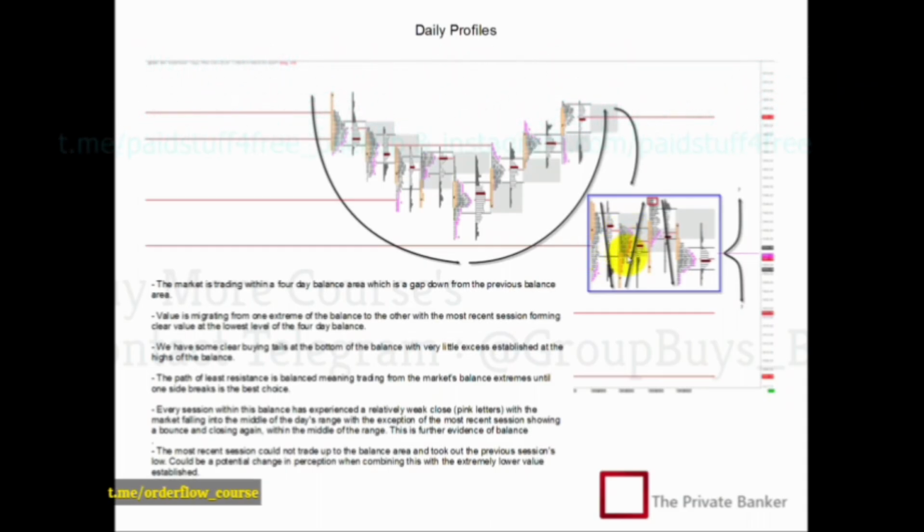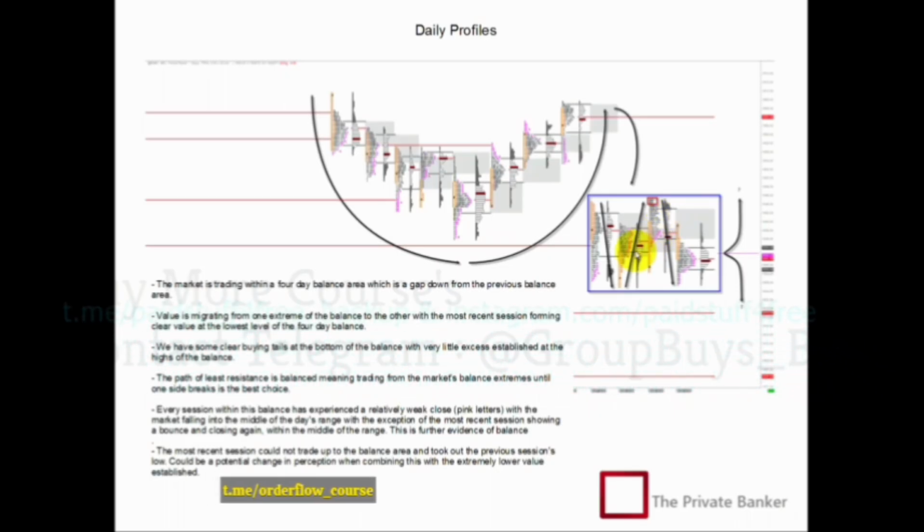So again, just very balanced, and then we do hit this extreme and no follow through. Like I said, it just closes right back in the middle of the balance area. I wouldn't say this is necessarily a weak close, but it's just showing us that there's no conviction to trade higher quite at this point. So it just falls back into our overall balance area.